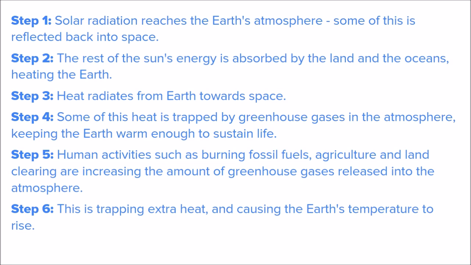Step 4. Some of this heat is trapped by greenhouse gases in the atmosphere, keeping the Earth warm enough to sustain life. Step 5. Human activities such as burning fossil fuels, agriculture, and land clearing are increasing the amount of greenhouse gases released into the atmosphere. Step 6. This is trapping extra heat and causing the Earth's temperature to rise.